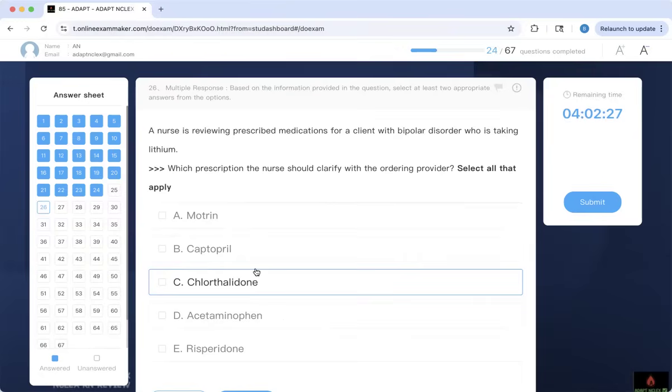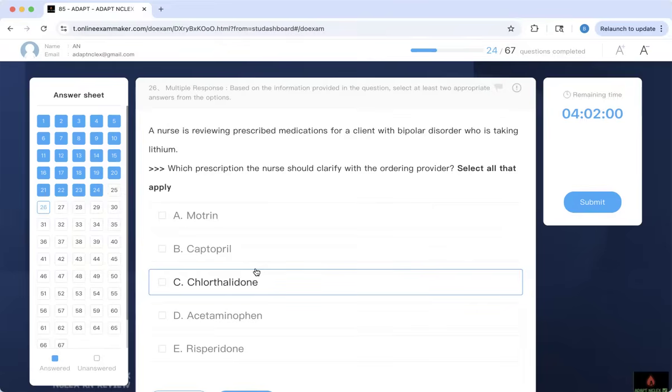And this is reviewing prescribed medication for a client with bipolar disorder who is taking lithium. Which prescription should the nurse clarify with the ordering provider? That means if you're taking lithium and you are bipolar, you should not take certain medication. We saw a similar one. I'm trying to do it like the NCLEX style. You see the same thing so that you can say, okay, did I make any mistake?